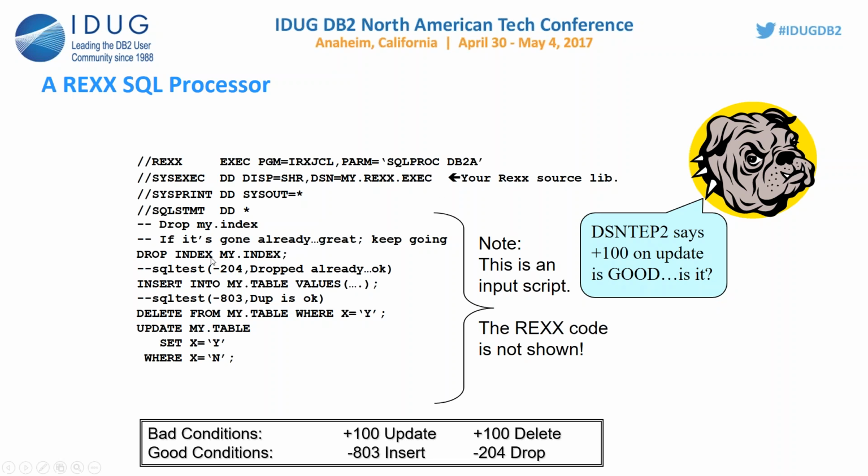Right here, this stuff that looks like comments, "-- SQL test -204 dropped already is okay." That is a comment, but the REXX is actually looking for SQL test and saying, all right, if you get a -204, just keep going. In other words, that's expected or anticipated, and we're just going to display the message shown there and keep going. So -204 on the drop index is okay. -803 on an insert we're saying is okay. So it's like TEP2 or TEP4, where it gives you the ability to tolerate specific SQL codes.